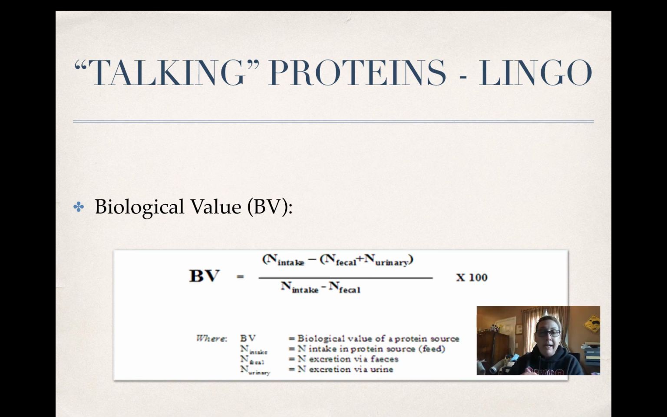Sometimes you'll see the biological value, which simply takes digestibility one other step. We're going to take that intake, and we're going to subtract what comes out in both the feces and the urine, and take that as a percentage of what was digested. And so the biological value is accounting for both fecal and urinary losses as well. So really trying to get to what is at the tissue level.